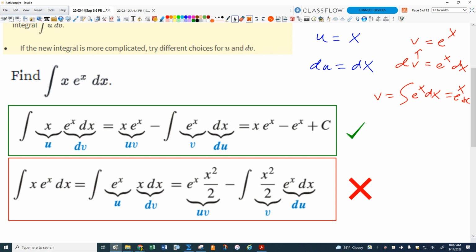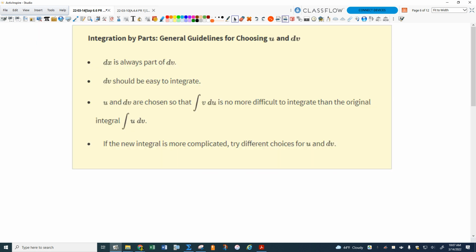That did the opposite of what we wanted. It didn't turn the integral into something easier. It actually made it something more complicated that I don't have a standard form for, right? So that one was a bad choice. Integration by parts wouldn't work with that choice of u and dv. Okay? So we can come up with some guidelines then. You'll see a pattern here right away.